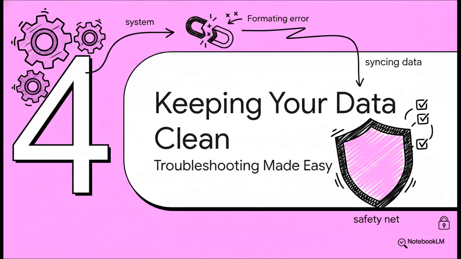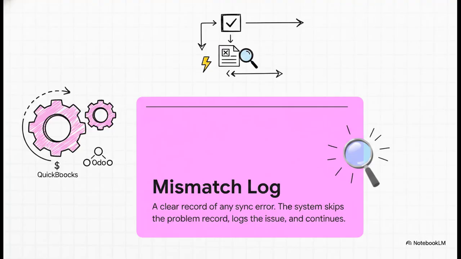All right, in a perfect world, every single record would sync flawlessly, right? But what happens when there's an issue? Maybe a little formatting error or a missing field. Well, the system has a built-in safety net for exactly that situation. It's called the mismatch log, and it's basically your command center for troubleshooting.